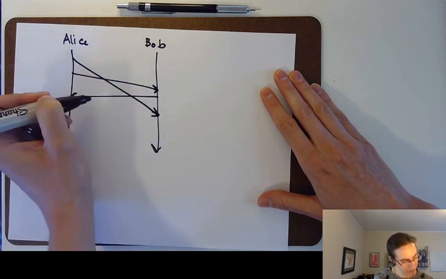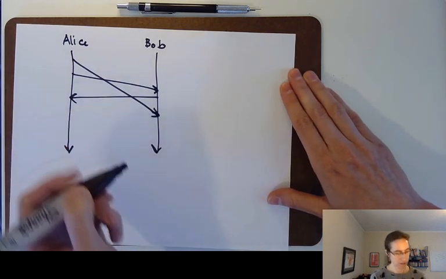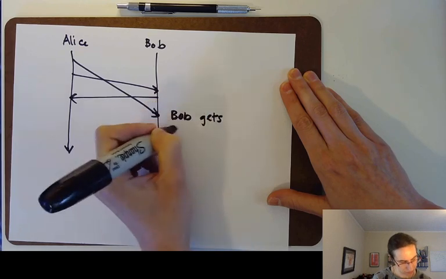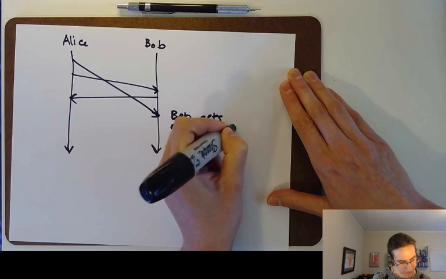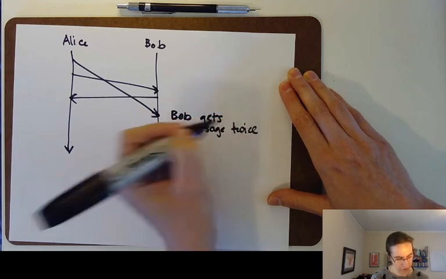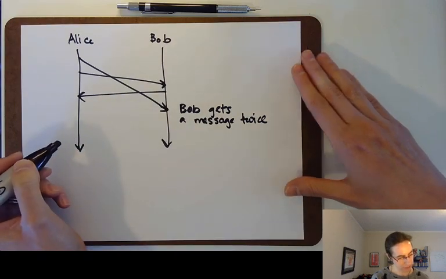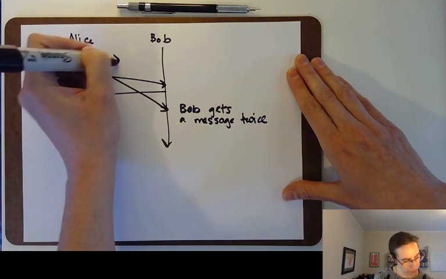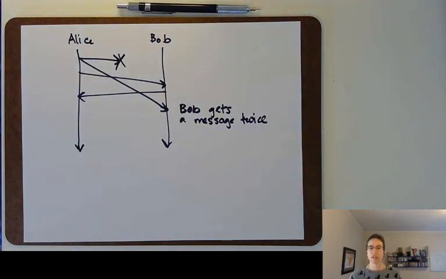Bob ACKs the message here. But then Bob receives the message again. So Bob gets a message twice in this setup. Or this could even happen, even if you did guarantee FIFO: what if this message up here just got lost for whatever reason? Do you think it's a problem for Bob to get a message twice?